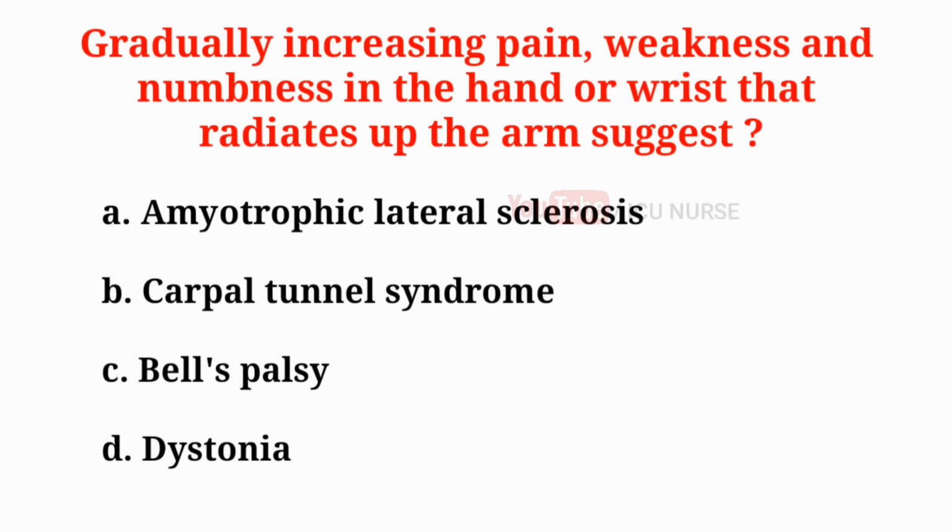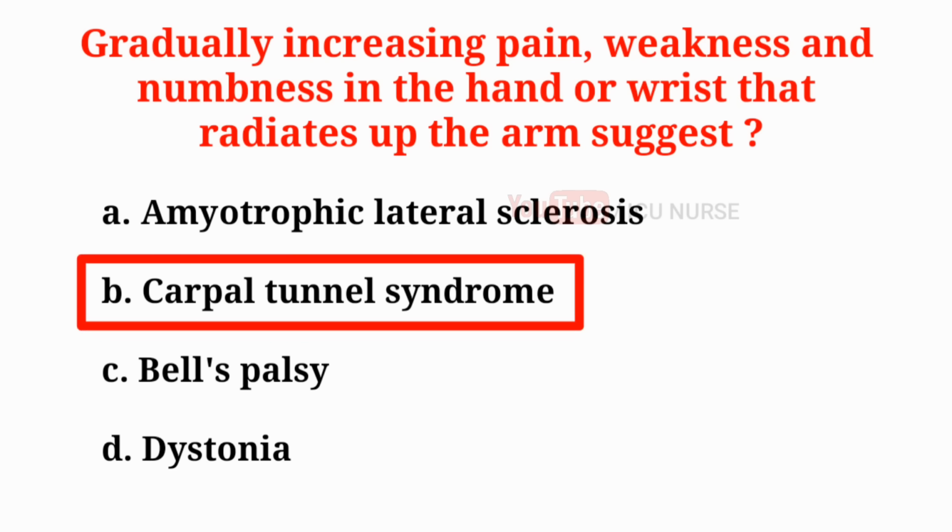Gradually increasing pain, weakness and numbness in the hand or wrist that radiates up the arm suggest A. Amyotrophic lateral sclerosis, B. Carpal tunnel syndrome, C. Bell's palsy, D. Dystonia. And the correct answer is B. Carpal tunnel syndrome.